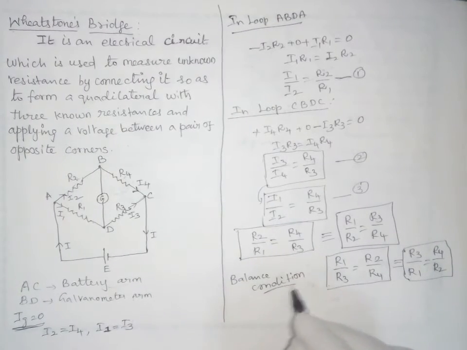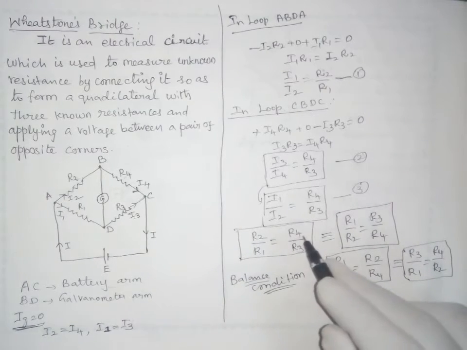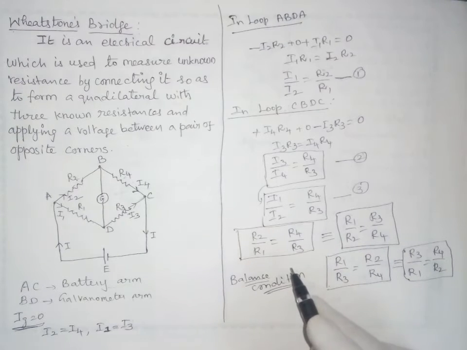By using this phenomenon we can calculate any one unknown resistance by knowing the other three resistances.